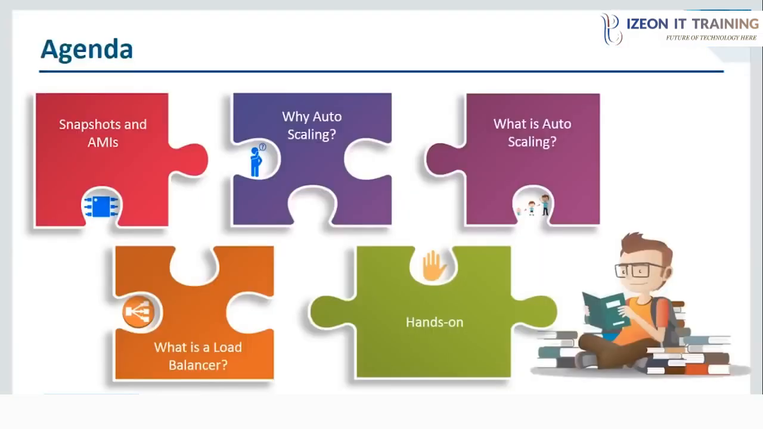So guys, this is what we are going to do today. First, we're going to see what are snapshots and AMIs. So these are basically the entities using which you will be auto scaling your resources. So once you know what are snapshots and AMIs, we'll move on to why do we actually need auto scaling and what is auto scaling exactly. After that, we're going to see what is a load balancer, and towards the end, we'll be doing a hands-on, which is going to be very interesting because I don't think there's a demo out there which can show you the kind of demo that I'm going to show you today.